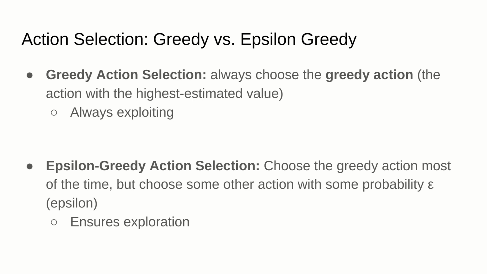The second method is called epsilon greedy action selection. In this method, we choose the greedy action most of the time, but choose some other action with some probability epsilon, and doing this ensures exploration. So epsilon could be any value of our choice. For example, if epsilon is equal to 0.1, we would explore 10% of the time and choose the greedy action 90% of the time. So in this method, we still exploit most of the time, but occasionally we explore other actions that may lead to better rewards.